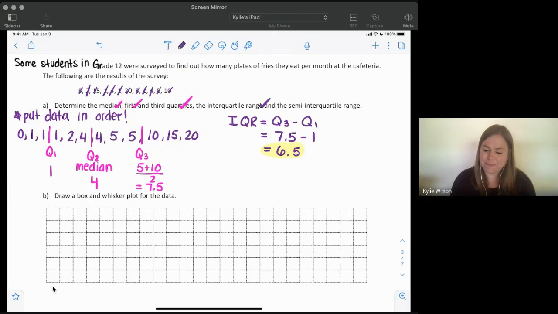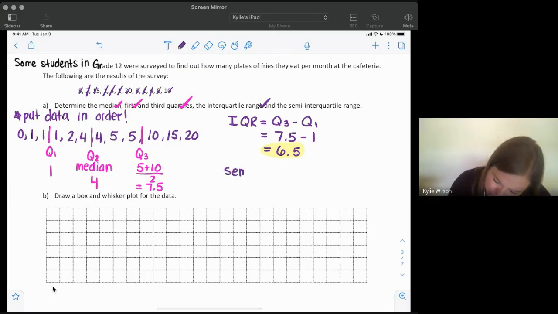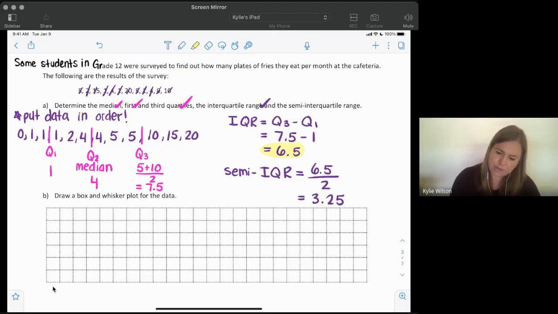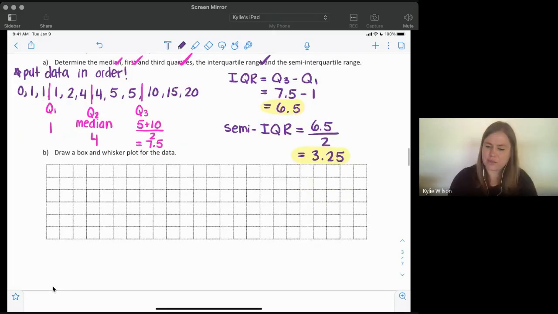Finally, we want our semi-interquartile range. Remember, to find that, we just take our interquartile range and divide it by 2. That will give us 3.25. That's our semi-interquartile range. Okay, so that is all of the information we need to find first.